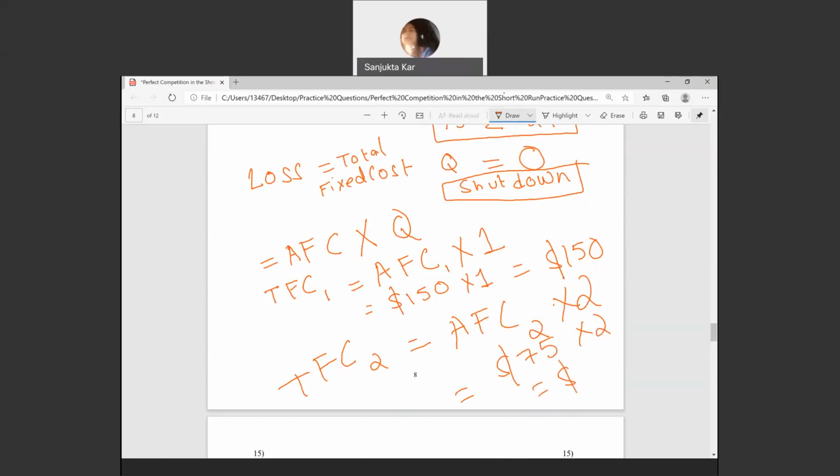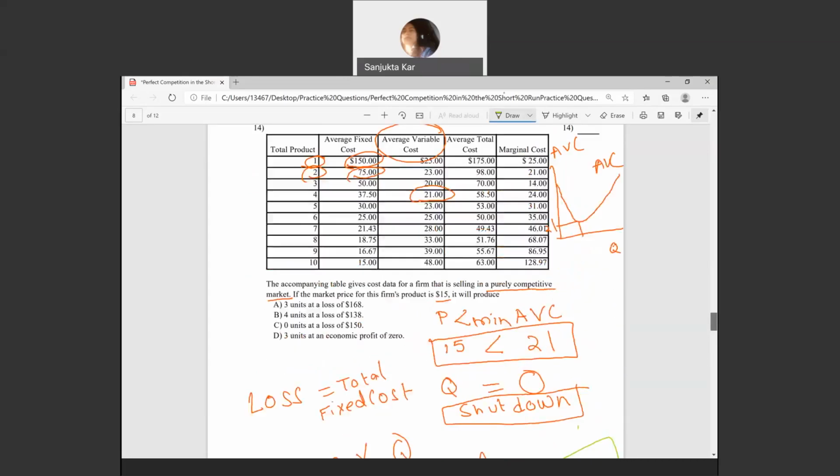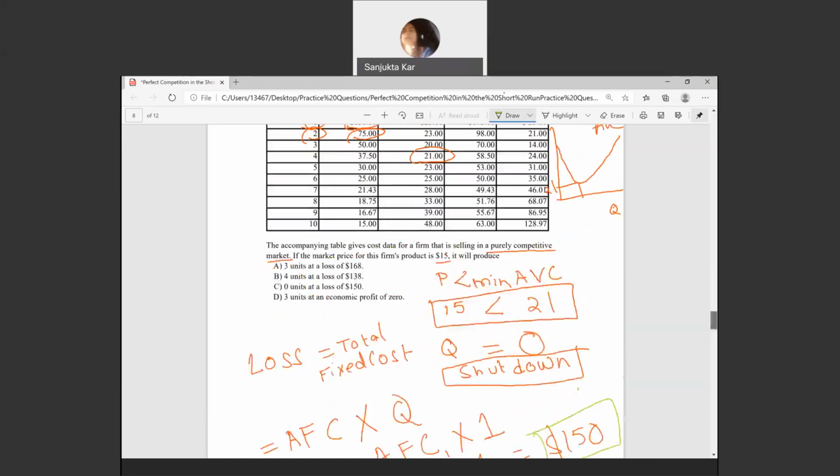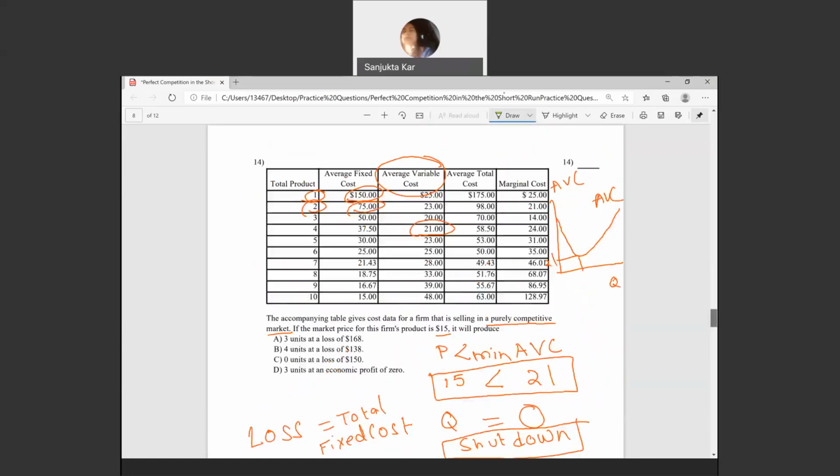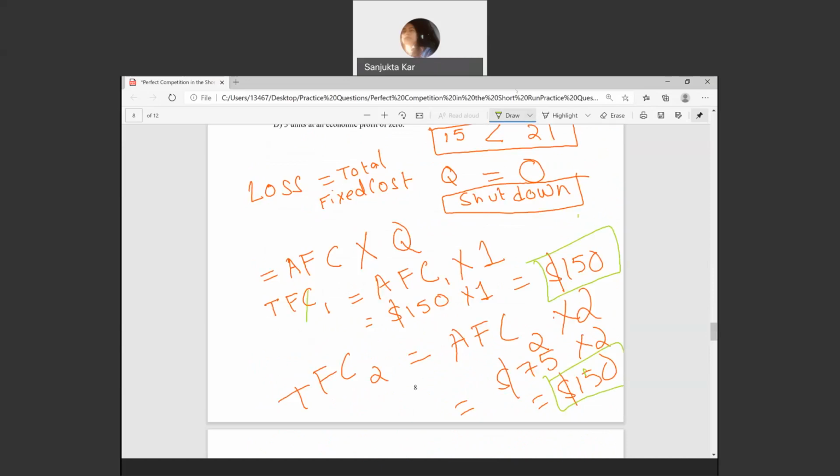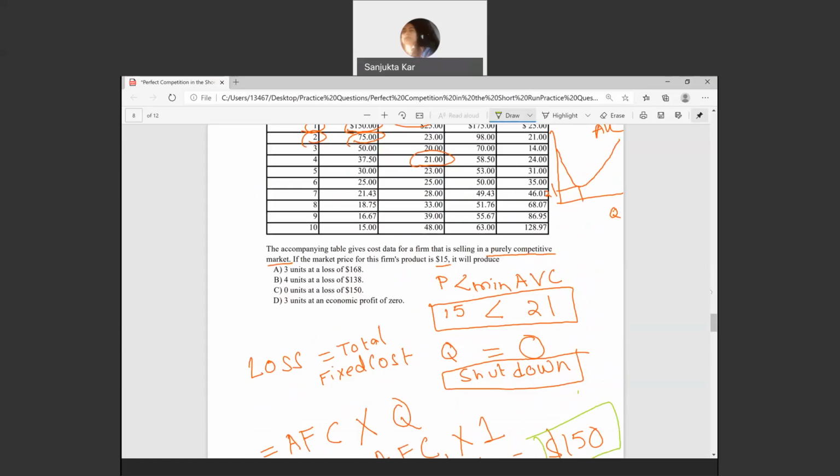This is 150. What do I see here? This number, the total fixed cost, stays the same no matter how much output we are producing. The average fixed cost keeps changing. Right, so my answer to this problem will be produce 0 units, incur a loss of $150, or incur a loss equal to the total fixed cost of production.